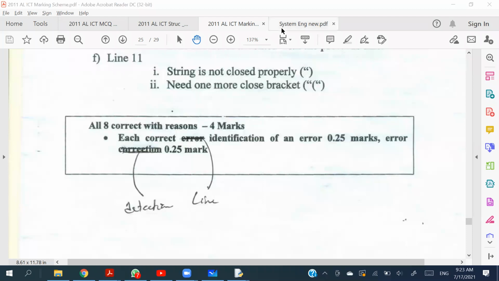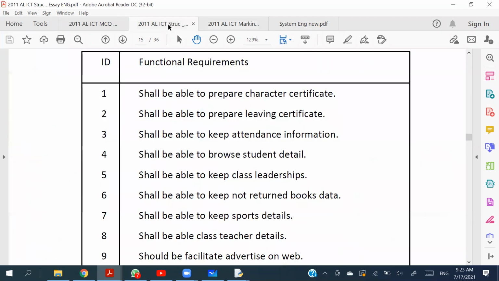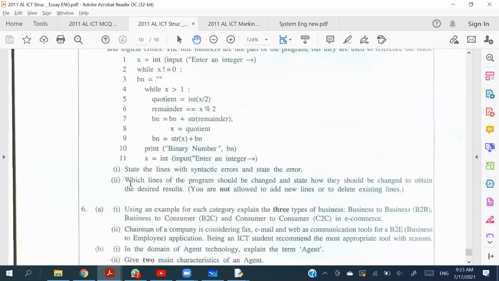Okay, moving to the next one. In part 2, they are asking which line of the program should be changed and to state how it should be changed to obtain the desired result. In my opinion, this program is a little bit hard to hand trace, because there are several things to do, but it's challenging. As I told you, we have to work through it and see how it happens.